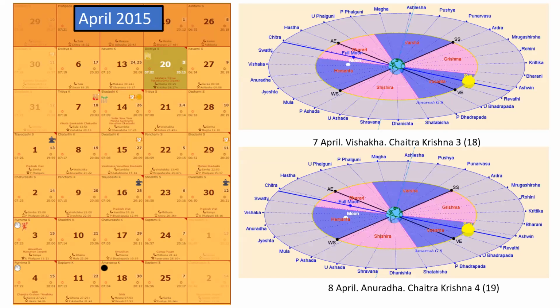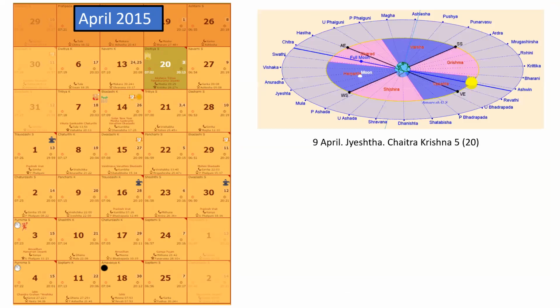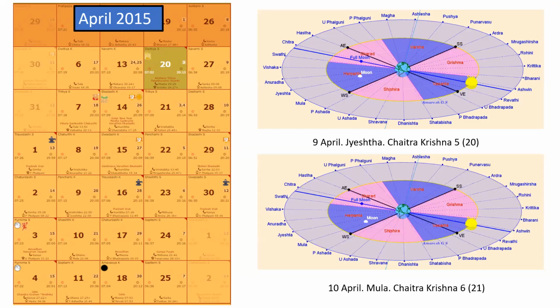8th April, Nakshatra shifts from Vishakha to Anuradha, the next Nakshatra. And Tithi is Chaitra Krishna Chaturthi or Chaitra Vadya Chaturthi. Next day is 9th April, Nakshatra is Jyeshtha and Tithi Chaitra Krishna Panchami.